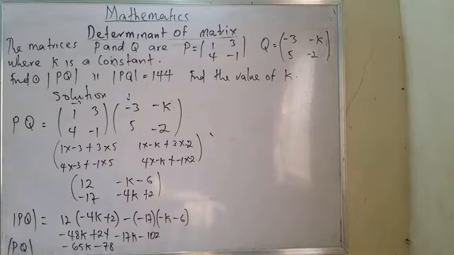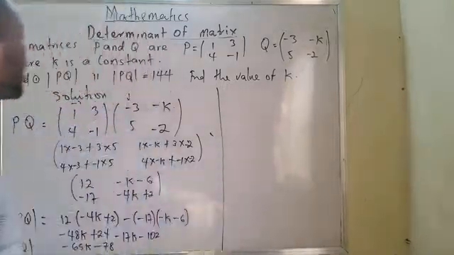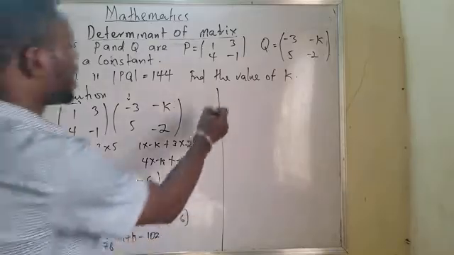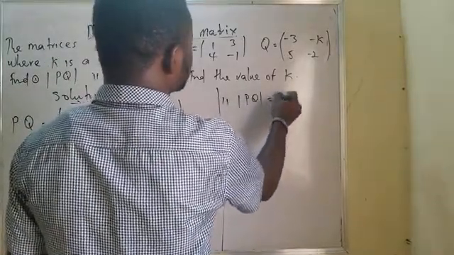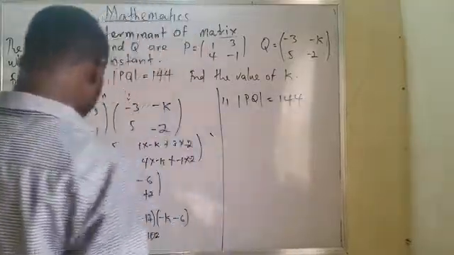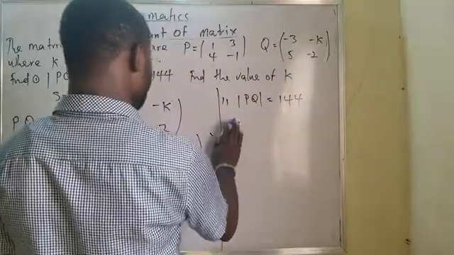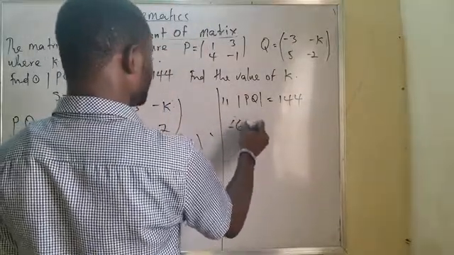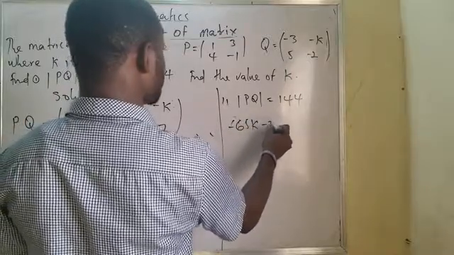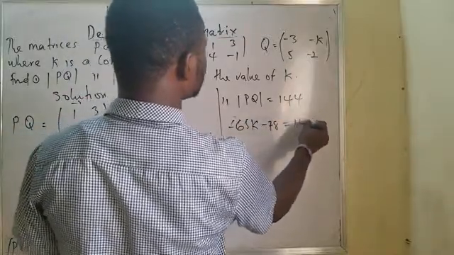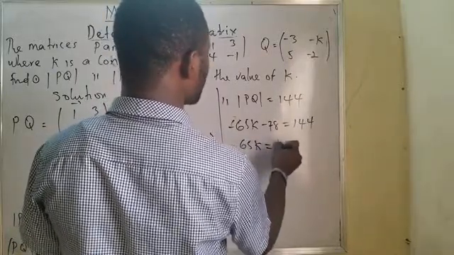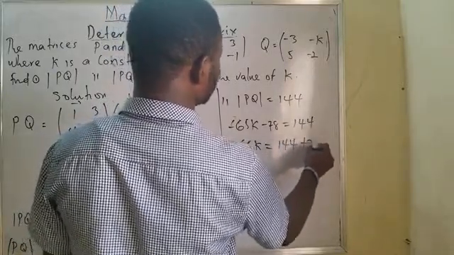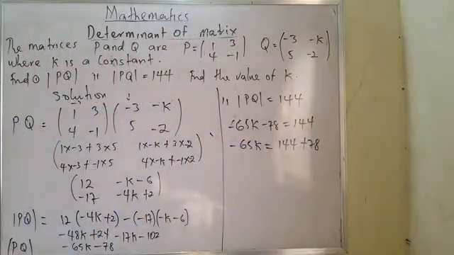Now, the next thing I will do is, number 2, you are asked to find k, which equals 144. Now, what I will just need to do: minus 65k minus 78 equals 144. Now, it means 65k equals 144 plus 78. Okay, that is what I will do.